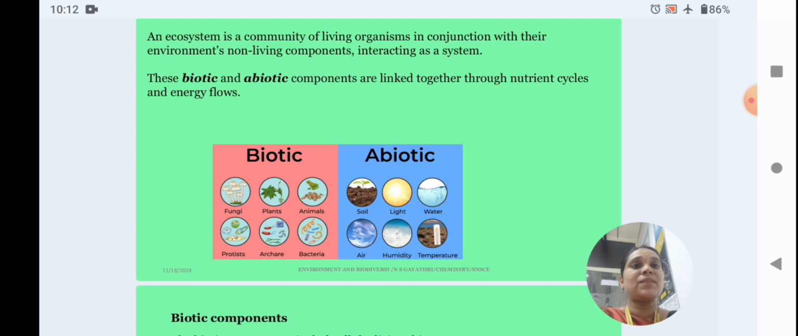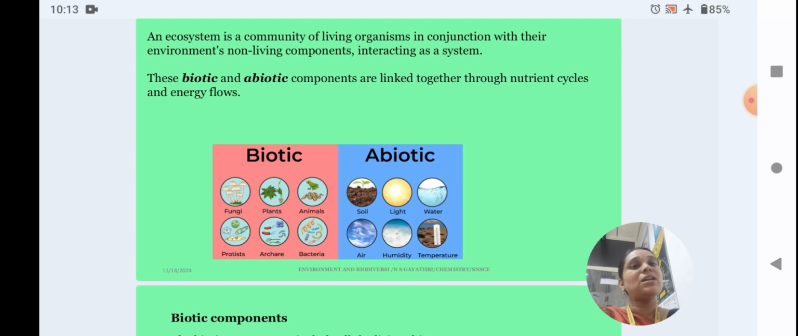An ecosystem is the community of living organisms in conjunction with their environments, the non-living components, interacting as a system. That is both biotic and abiotic components, which are linked together through the nutrient cycles and energy flows.